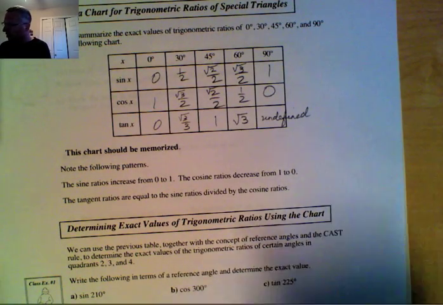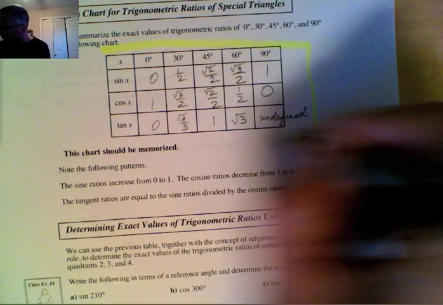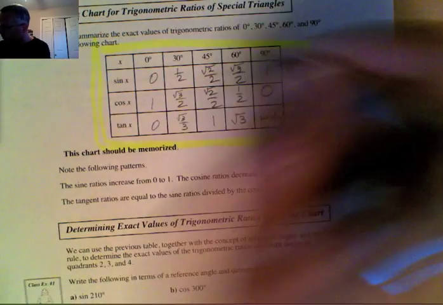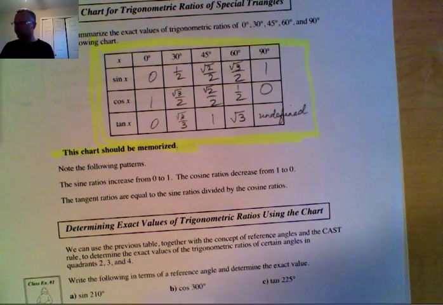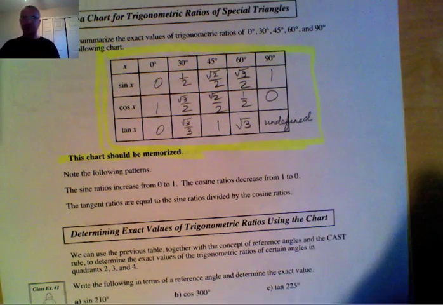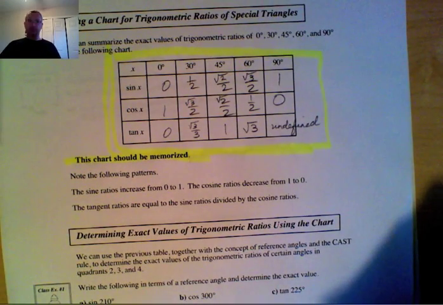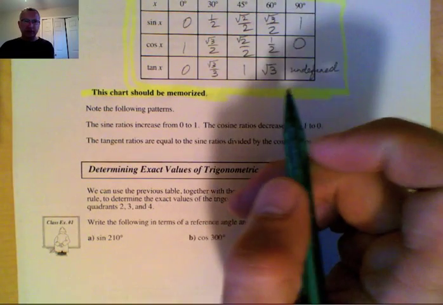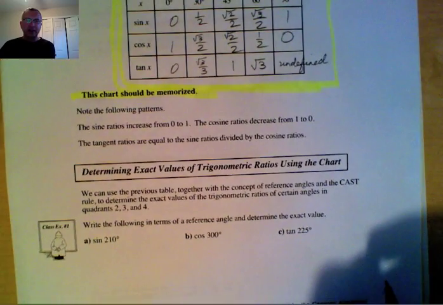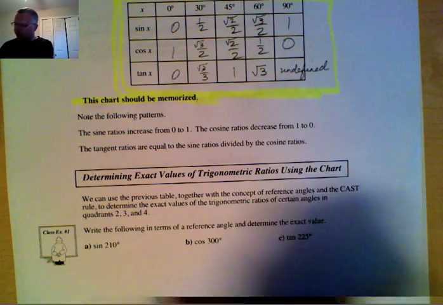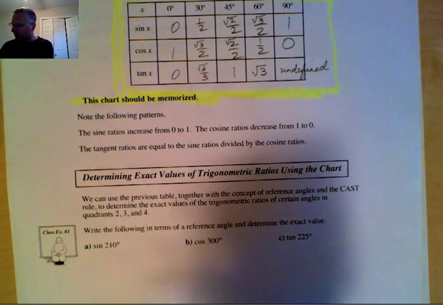So here's all that information we've talked about consolidated into one chart. You might want to memorize this chart, or we're going to look at some memory tricks to memorize this soon. So what they want us to do is now use this chart to determine some exact values. So the first thing they want us to look at is the sine of 210.